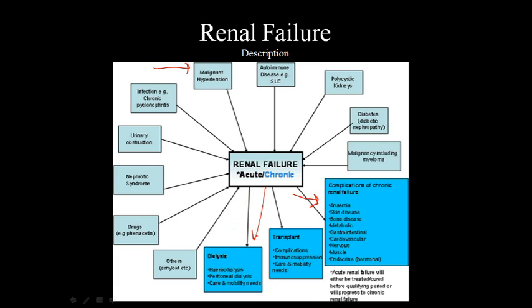Chronic renal failure can result in the need for dialysis, transplant, or you can have anemia, skin disease, bone disease, metabolic disease, gastrointestinal disease, cardiovascular, nervous, muscle, and endocrine. So those are all complications of chronic renal failure. The difference between acute and chronic is, once again, acute occurs suddenly, whereas chronic is something that you've known or dealt with over the course of time.